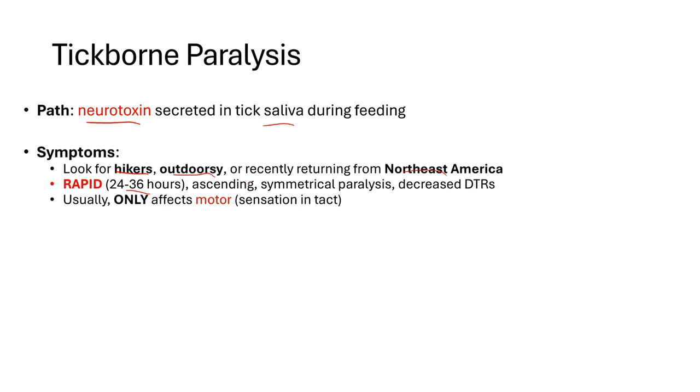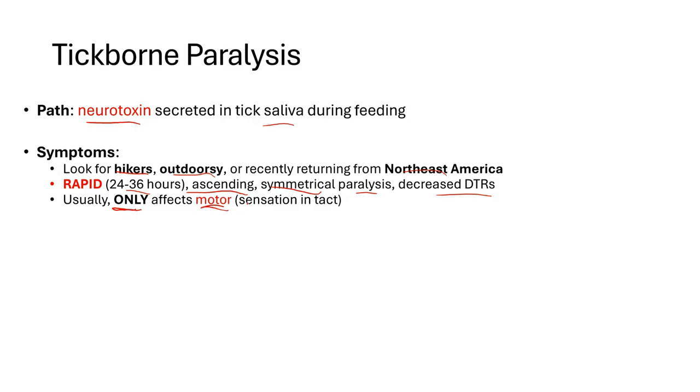This, just like GBS, will be ascending, symmetrical paralysis with decreased DTRs. You can see how this is exactly like an individual with GBS. These individuals will not have a history of a GI-GU tract infection. These individuals will have a history of recently hiking or returning from northeastern America. This typically also only affects motor. Remember, with GBS, we get motor, reflexes, and you should get some sort of sensory abnormality here or there in GBS. You do not get that in tick-borne.